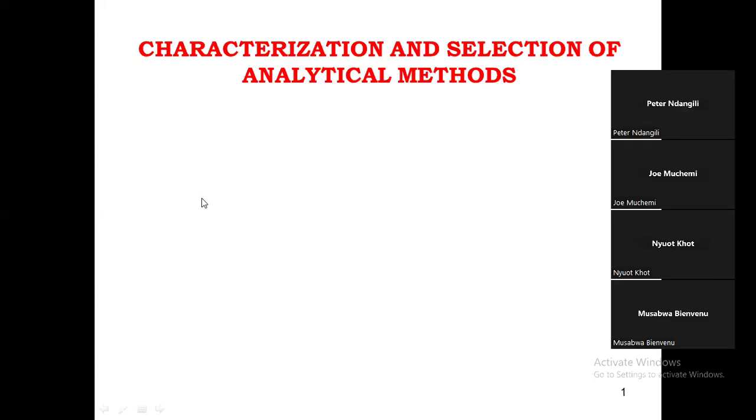So today we'll be looking at the characterization and selection of analytical methods. Some of the aspects that we're going to be looking at today are things that we have said before with respect to what we need to consider when we are choosing an analytical method.